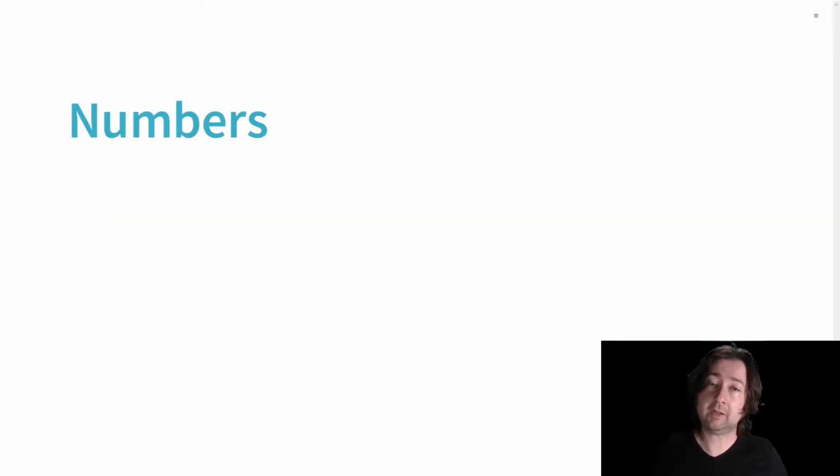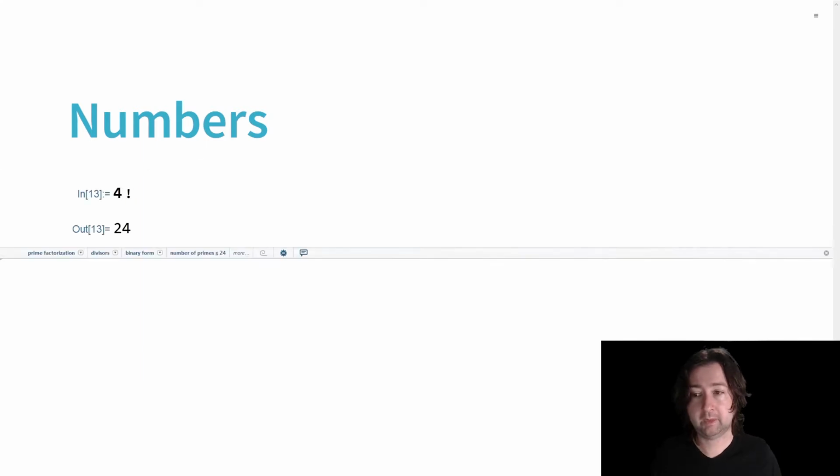So the next thing we're going to talk about is how Mathematica manages numbers and operations on numbers. Now, all of the common operations are here. We've already seen the basic arithmetic operations. Things like factorials are very natural. In fact, I've produced a factorial here, 24. Well, suppose I want to know what its factors are.